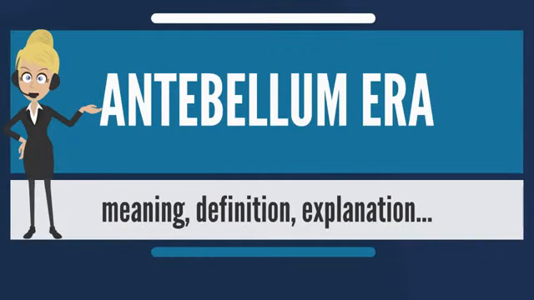The antebellum era was a period in the history of the southern United States, from the late 18th century until the start of the American Civil War in 1861, marked by the economic growth of the South. The plantation era South saw large expansions in agriculture while manufacturing growth remained relatively slow.